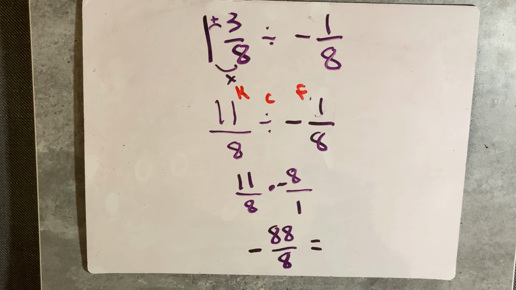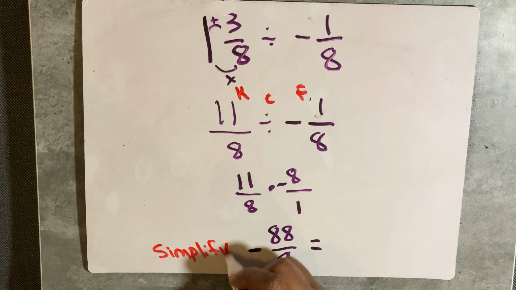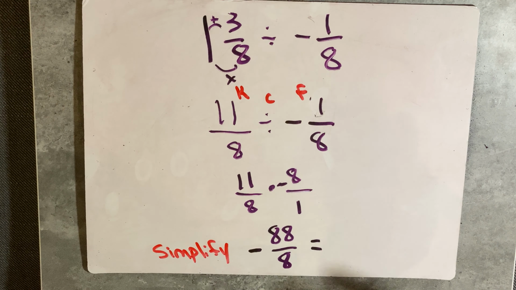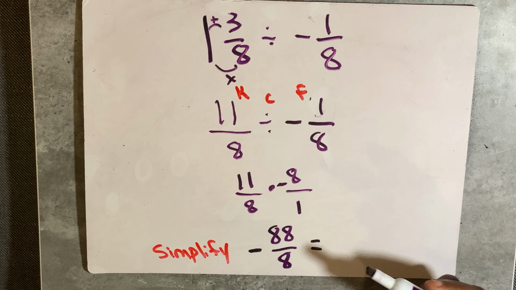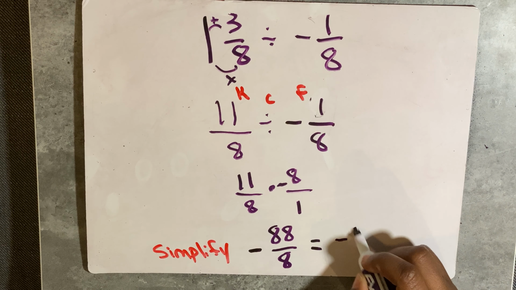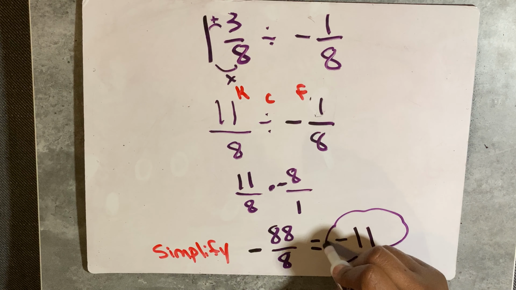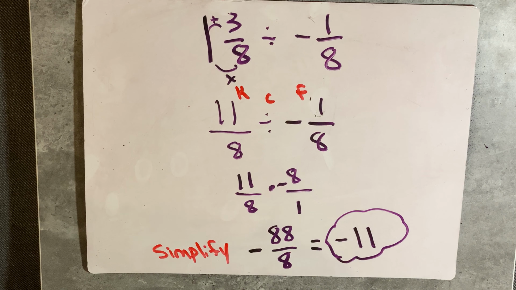So you need to simplify. This has to be simplified. If you think of your times tables, that's why you need to be practicing your times tables, my friends. Your times table says 8 times 11 is 88. So my answer is -11. Your answer is not always going to be a fraction. Sometimes it will be a whole number. Okay?